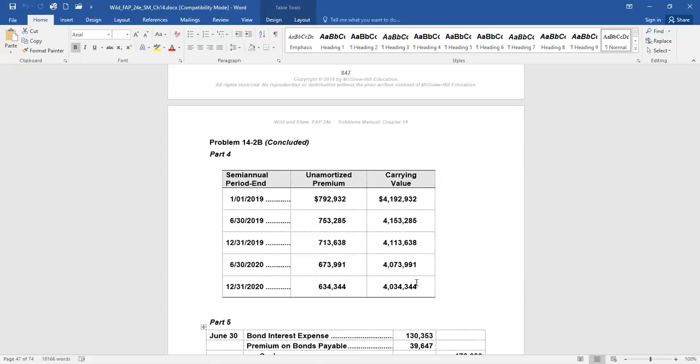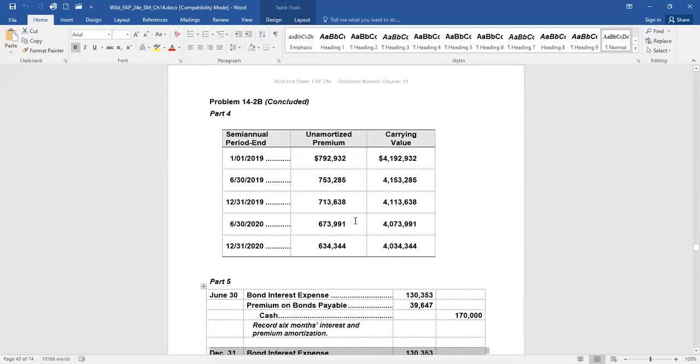Now remember, at each interest payment date, we'll be reducing the premium on bonds payable account. So it's going to go from $792,932 down $39,647. We'll be debiting that account. So now the new balance is $753,285. Add that balance to the face value of the bond of 3.4 million, and your carrying value is now $4,153,285.